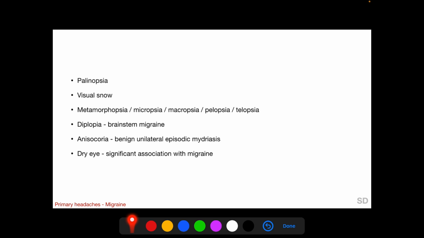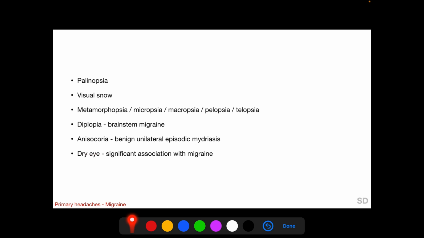Other ocular signs and symptoms are palinopsia, that is persistence of after image after the object is removed from the visual field, visual snow, which we have described in the session on disorders of visual perception, metamorphopsia, micropsia, macropsia, pelopsia and telopsia. Diplopia can occur with migraine of the brainstem. Anisocoria may also occur with headaches in an entity called benign unilateral episodic mydriasis, and dry eye is found to be associated with migraine.